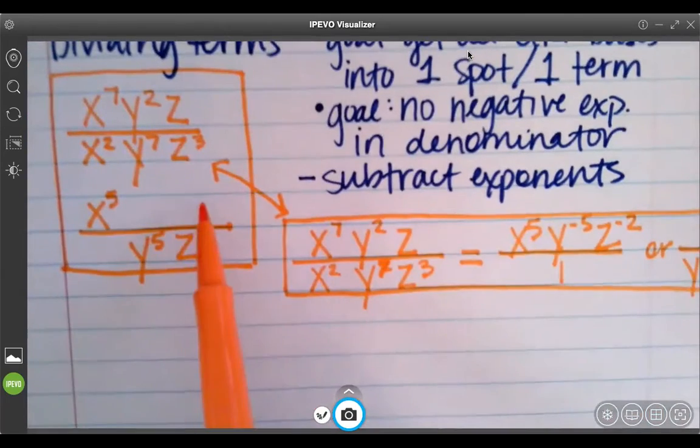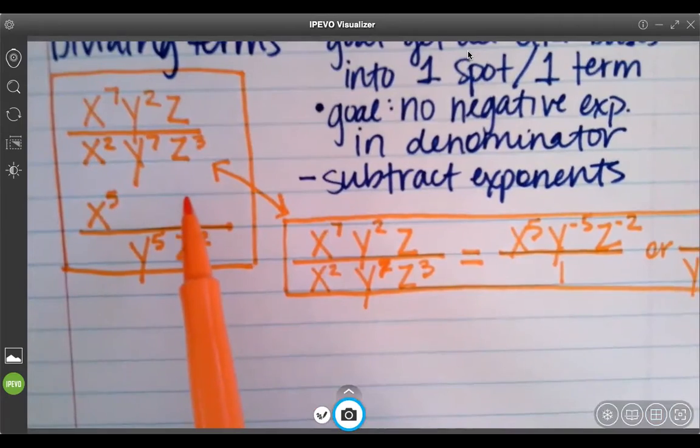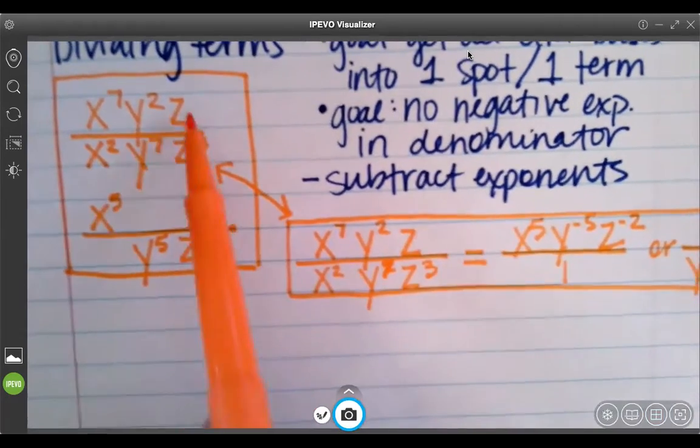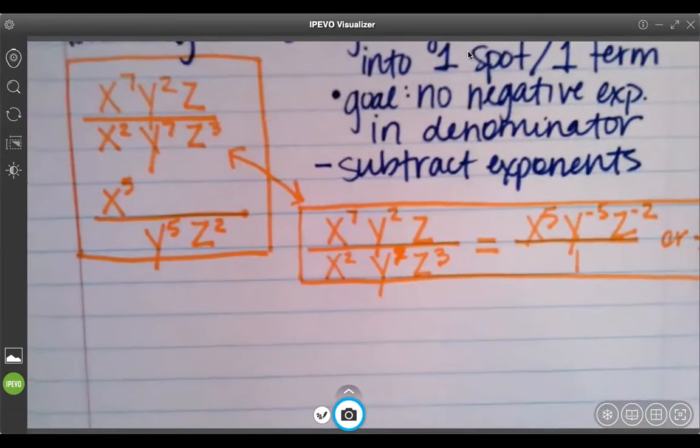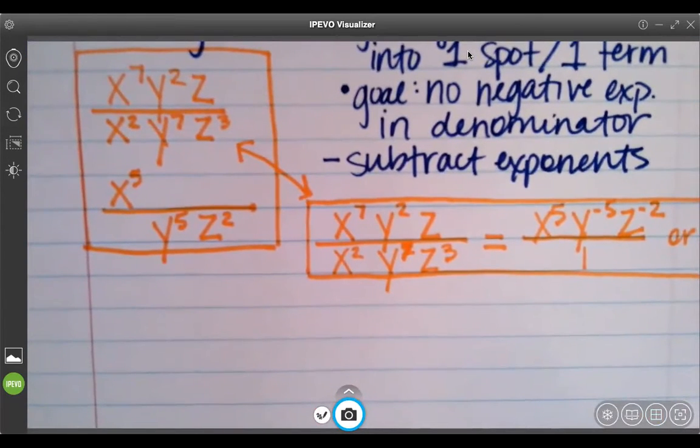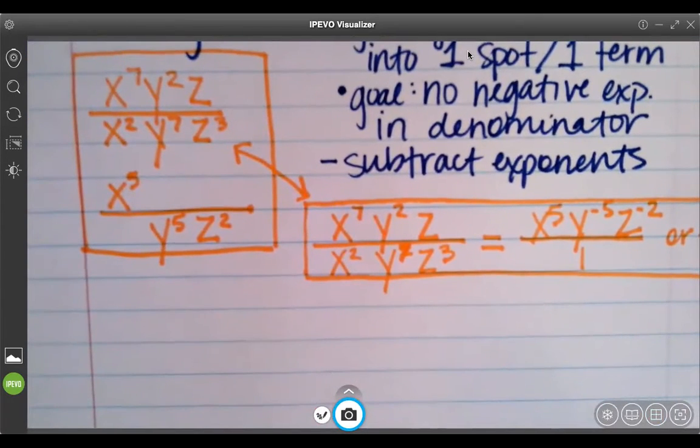Personally, I feel like this one is more efficient. And on the ACT, it's all about being efficient. I did this in 1 step as opposed to 2 steps. But whatever floats your boat. So that is dividing exponents.